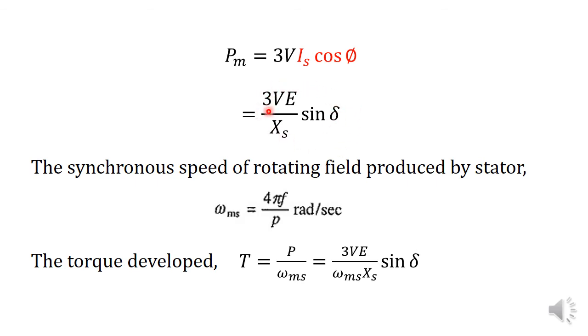It is equal to the expression for power, 3VE by Xs sin delta, divided by omega ms. So 3VE by omega ms Xs into sin delta. This is the expression for torque developed.